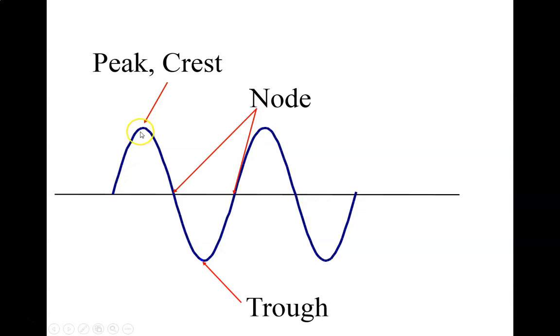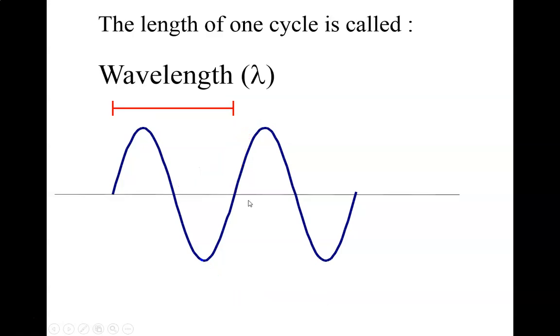The top or high point of the wave is called a peak or a crest. The low point of the wave is known as a trough. And where the wave crosses the baseline is known as a node. So that's some terminology I would like you to be familiar with.